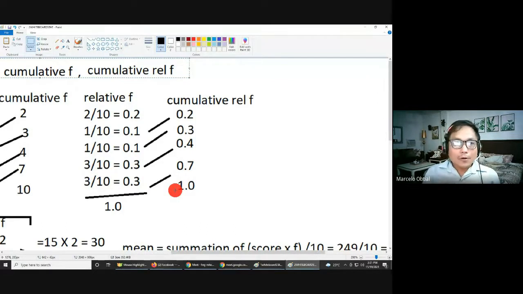And the same as earlier, you can use the other method. First, put a value in the first row, 0.2. This is the diagonal, you add. 0.2 plus 0.1 will give 0.3. So this has a value here. 0.3 plus 0.1, now it has 0.4. 0.4 plus 0.3 will give you 0.7, until you reach 1.0. So that's the cumulative frequency.